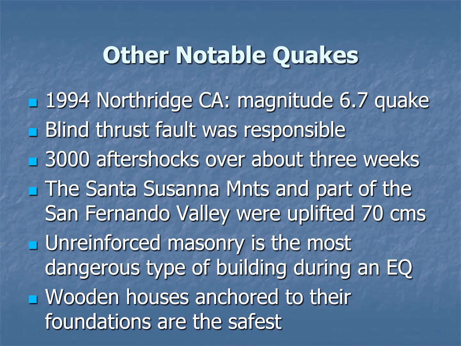Okay, other notable earthquakes. You're going to need to know something about the 1994 Northridge quake, 6.7, blind thrust fault. I want you to know that. This was not directly related to the San Andreas fault. It was a blind thrust fault. Maybe write down the last two bullets here. You might have to pause because I'm going to go to the next slide soon. But unreinforced masonry, again, is the most dangerous type of building in an earthquake. Wooden houses anchored to foundations are the best.